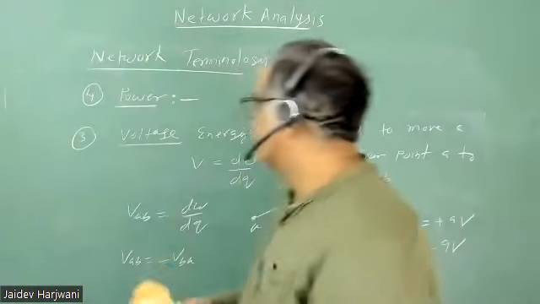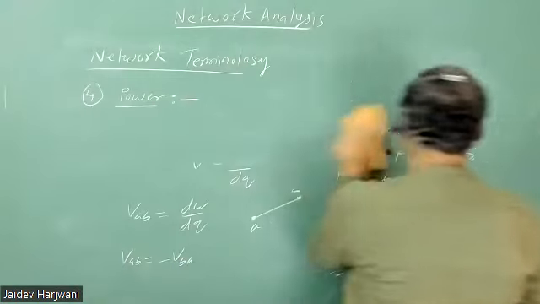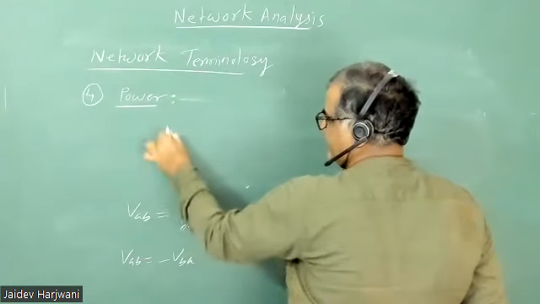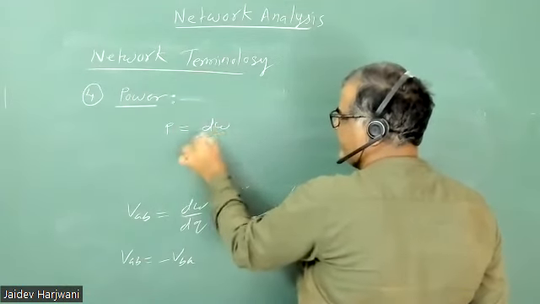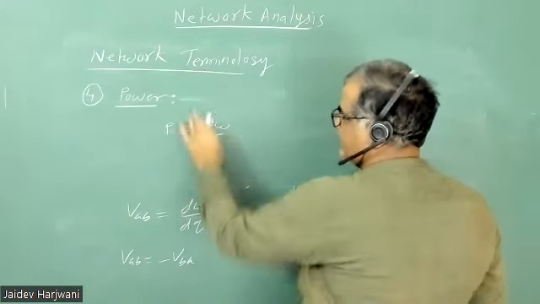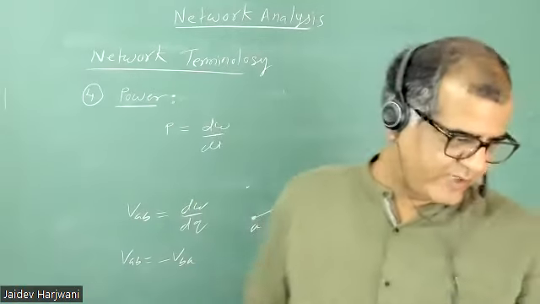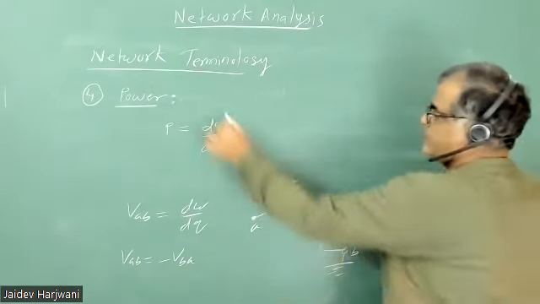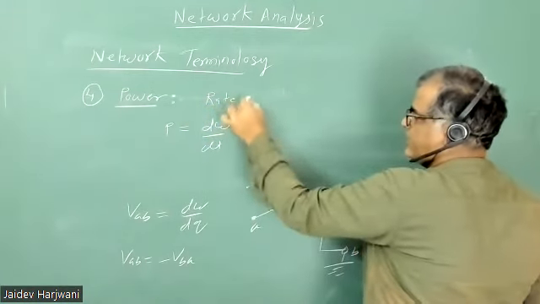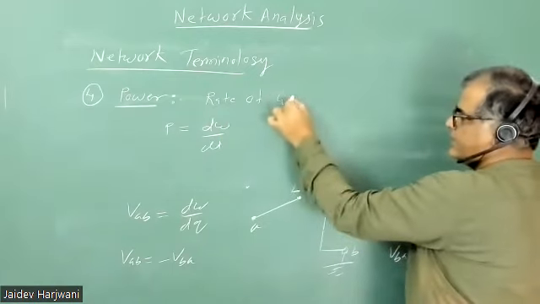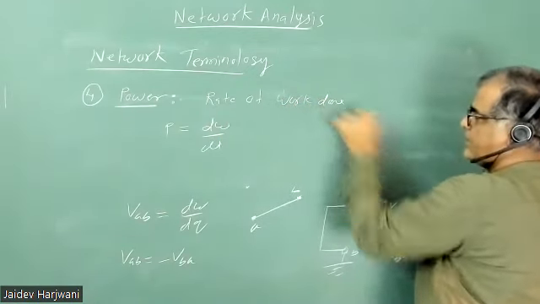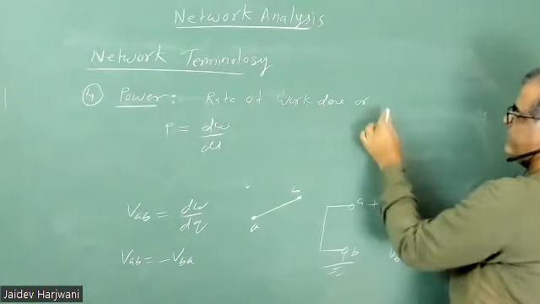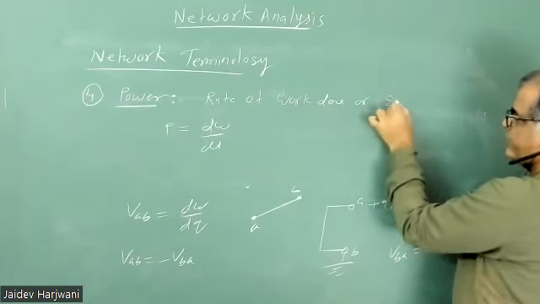So power is basically defined as dw upon dt. You can write it as the rate of work done, or the rate of energy flow.